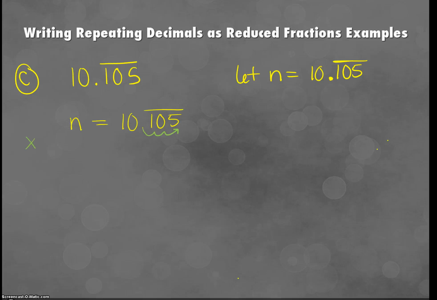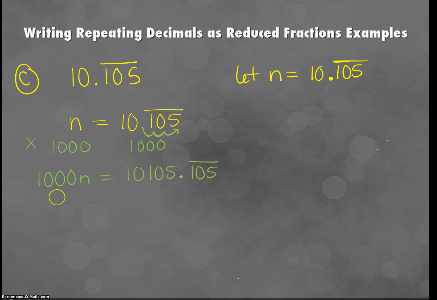Now in this case, I need to move the decimal 3 place values in order to clear out what is underneath my bar. 1, 2, 3. So 1 followed by 3 zeros. I multiply both sides by 1,000. So I get 1,000n is equal to 10,105, but then that bar is still over the 105, and it repeats that same sequence.